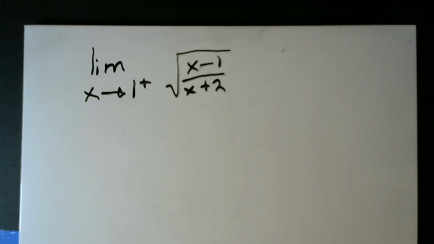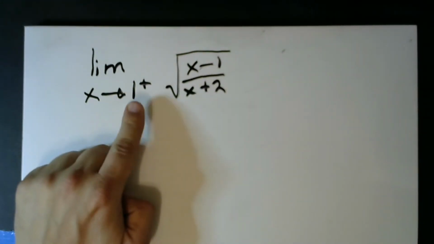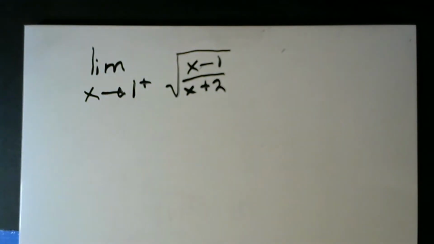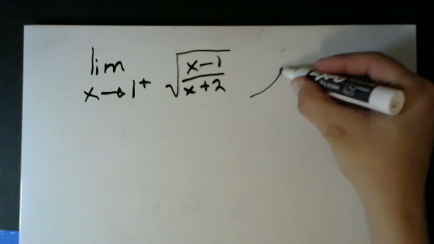So I want to talk about this problem here. And the reason is we're approaching x from the right. What if we wanted to approach x from the left? And we actually were not able to. One thing to keep in mind with these one-sided limits is that we want to look at the graph of the function to see what's going on if we can.